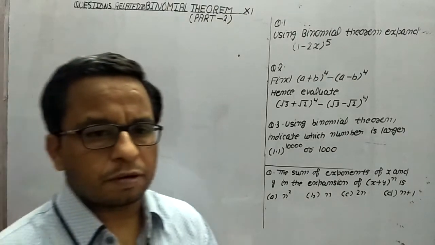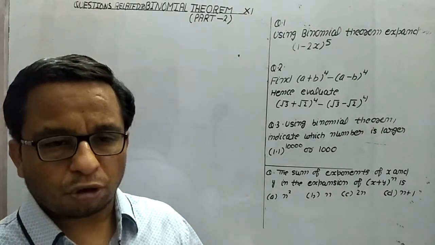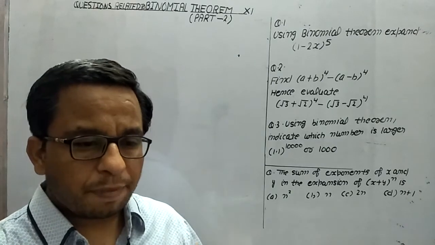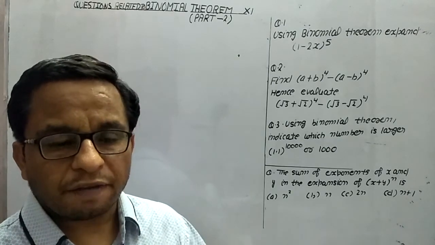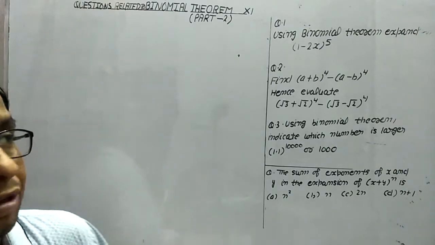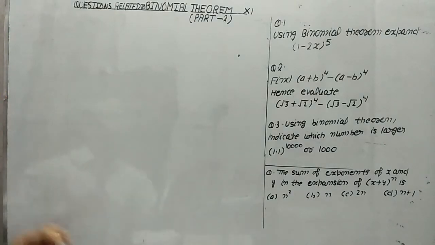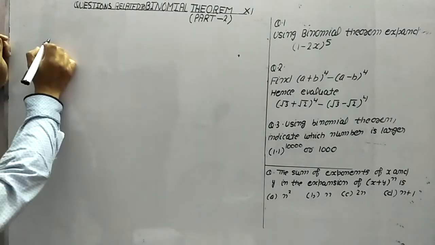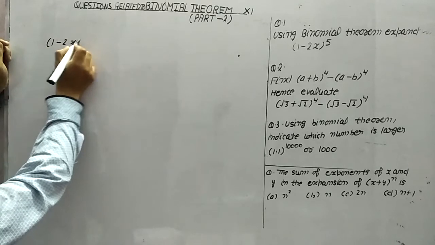Hello everyone. Today in this video I'll solve some questions on the basis of the explanation I had given in video number 1. So let's start with question number 1. Using binomial theorem, expand (1 minus 2x) whole raised to power 5.